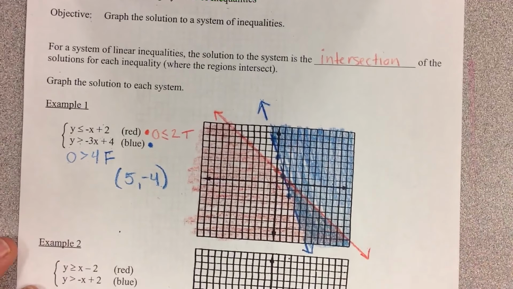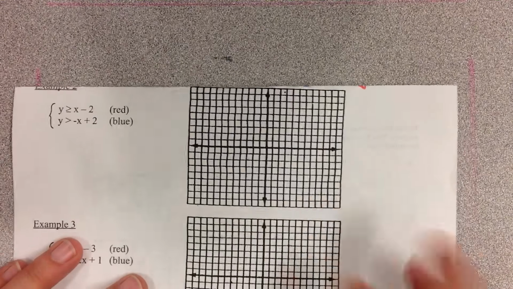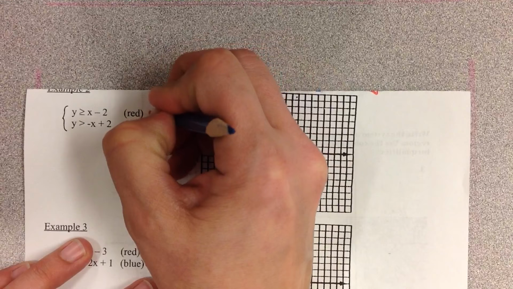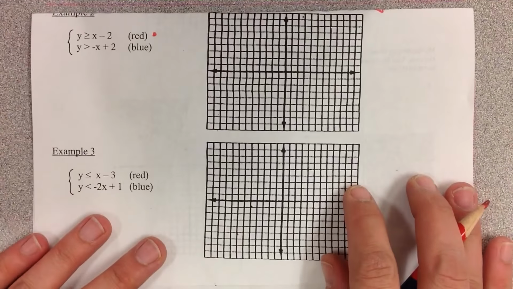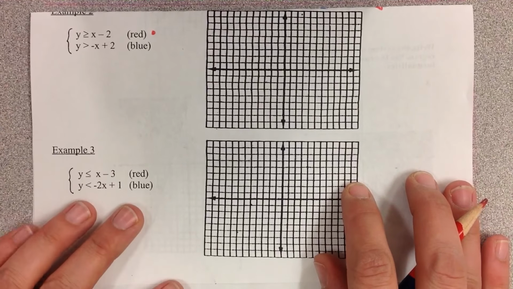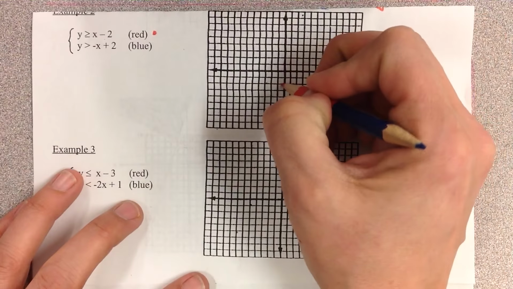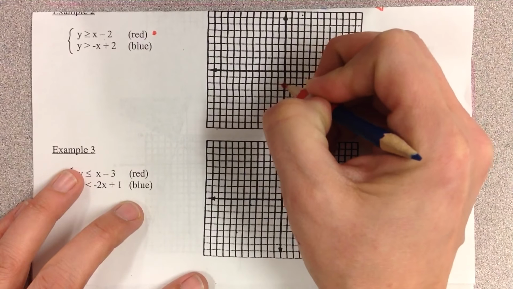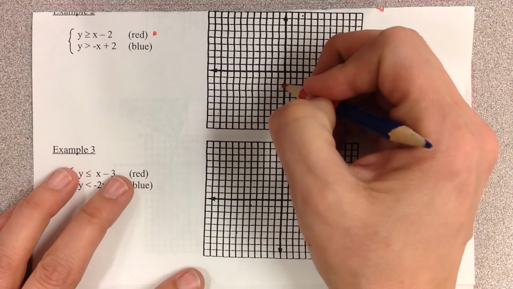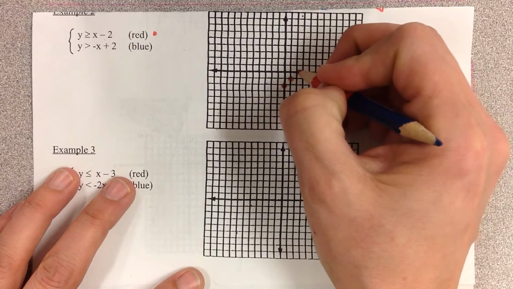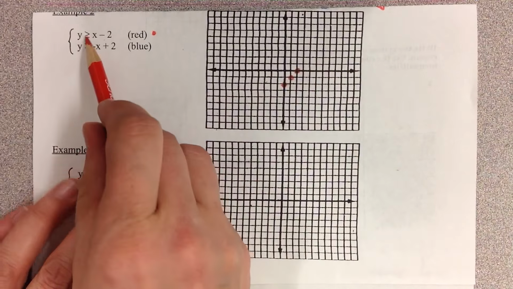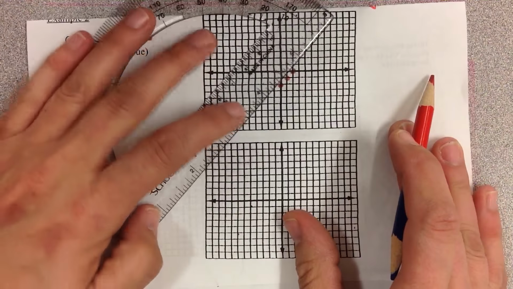Moving on to example 2. The red line here for the boundary line is going to be y is greater than or equal to x minus 2. So this will be a solid line beginning at negative 2 on the y-axis. It has a slope of positive 1, which means up 1 to the right 1, up 1 to the right 1. Remember, this will be a solid line.